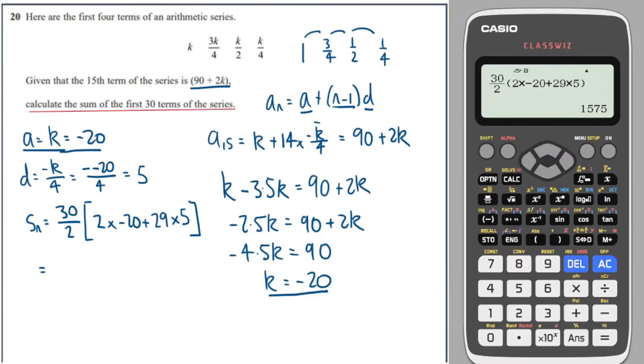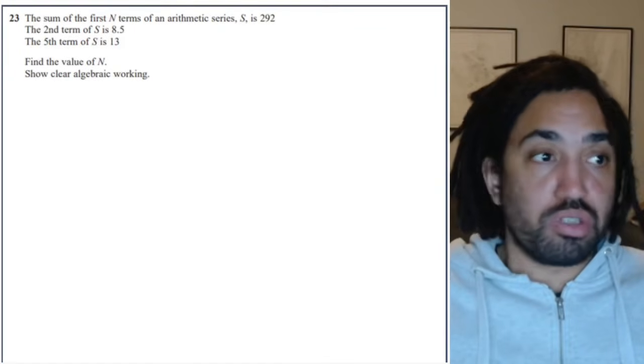And here we go, we put it in and we get 1575. Perfect. Here we go, this is question 23.